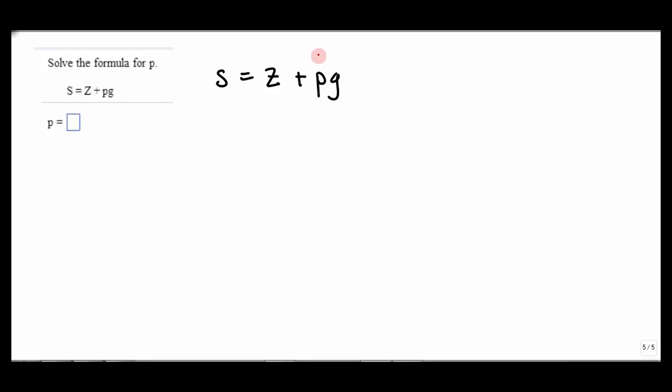Okay, so we want the P to stay, everything else to go. So what we want to do is first of all try and isolate the P by subtracting the Z from both sides, and that's a capital Z.